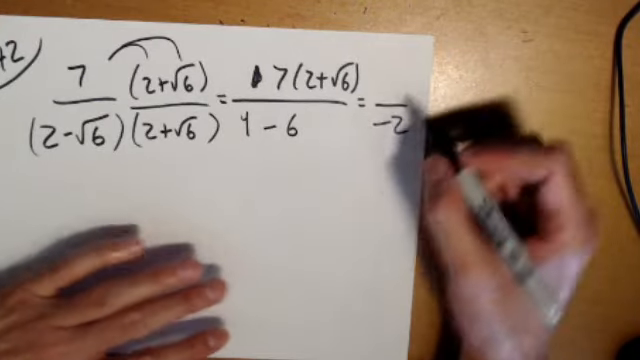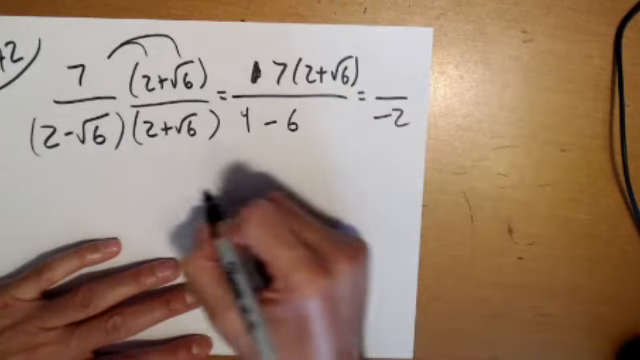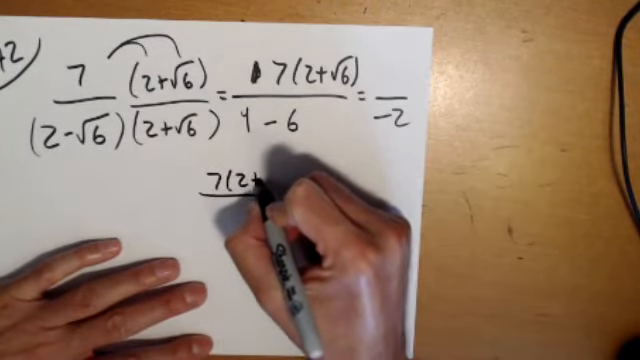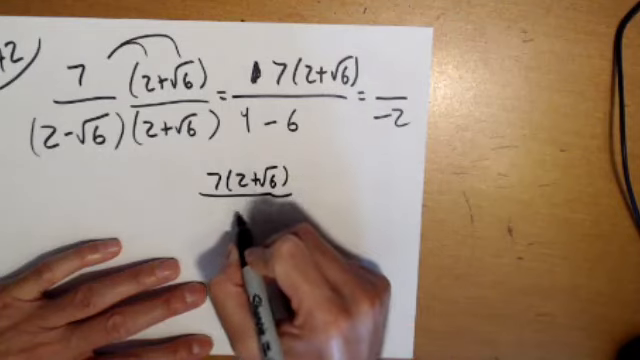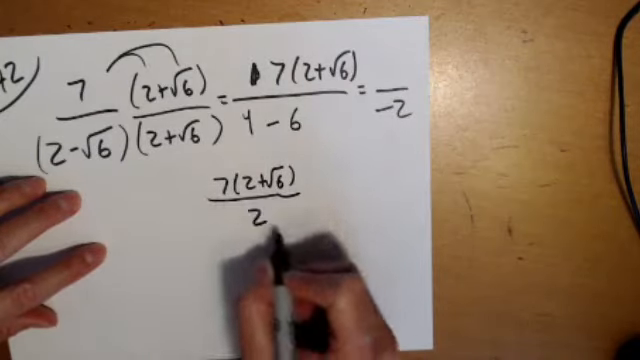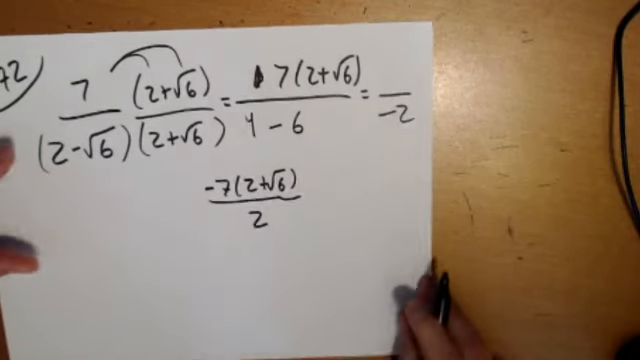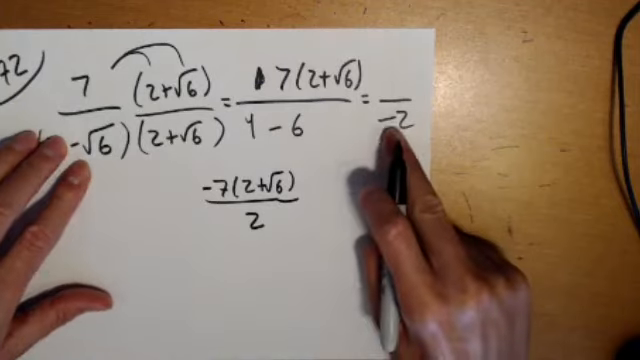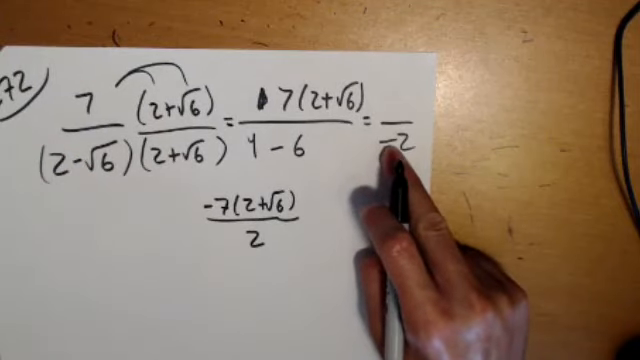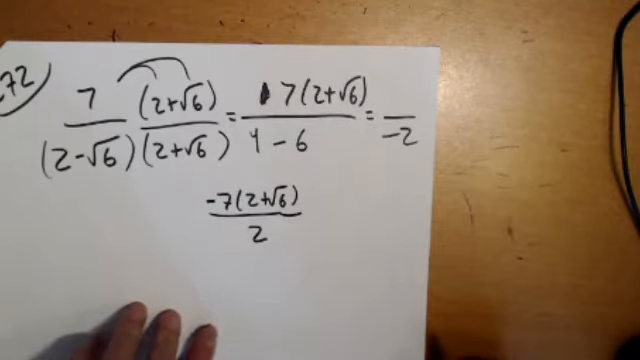You're not allowed to leave negatives downstairs, so instead of 7 times 2 plus rad 6 over negative 2, you can put the minus sign on the fraction bar or on the negative 7. I think it looks prettier on the negative 7. So you're not allowed to leave radicals downstairs. You're not allowed to leave negatives downstairs. Boom. Okay. That was not bad.